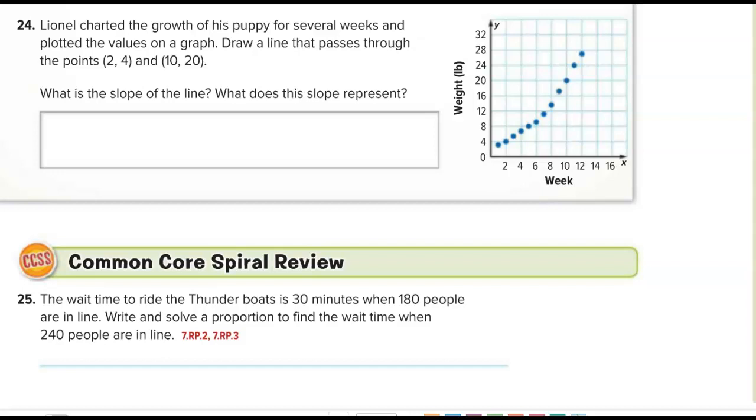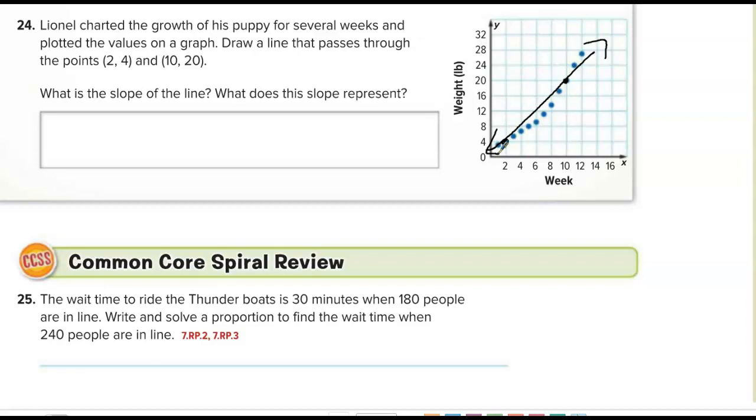Okay, so if I drew a line that included all of those points, it would be a curved line, which is not linear. So (2, 4) would be right here, and (10, 20) would be right here. If you drew a straight line that included those, you should have a line that looks like that. We need to figure out what the slope of the line was. What does this slope represent?